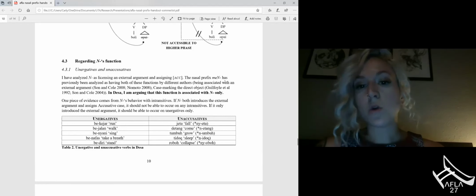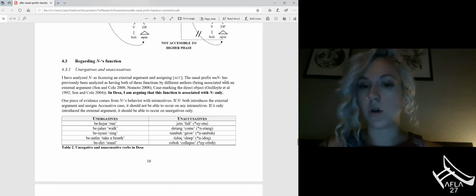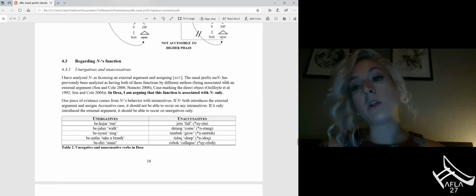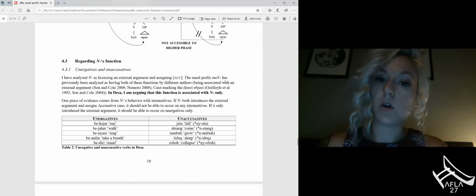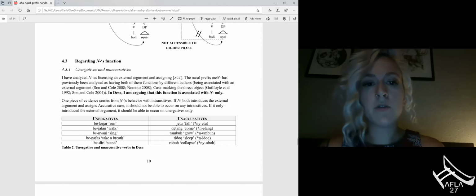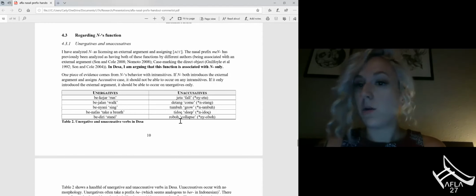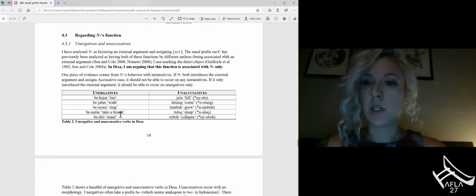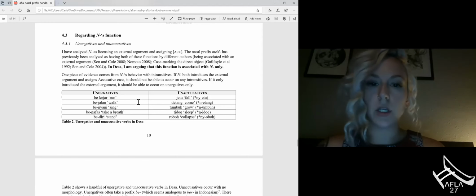If this short nasal prefix both introduces the external argument and assigns accusative case, we really wouldn't expect that it would be able to occur in intransitives. And if it only did one of these functions, say introduce the external argument, we might expect that it would occur on unergatives. So I've given a sampling of unergative and unaccusative verbs in Desa. And in unaccusatives, we see basically no morphology at all. And in unergatives, we typically see a b morpheme, which looks a lot like the ber in Indonesian.